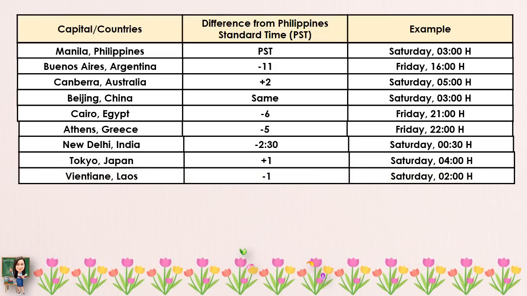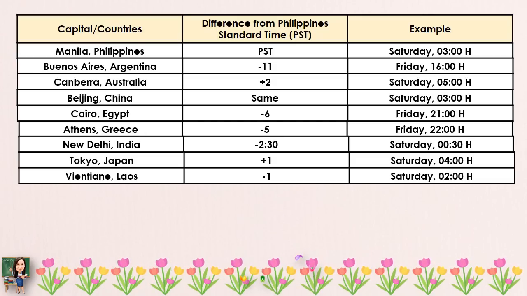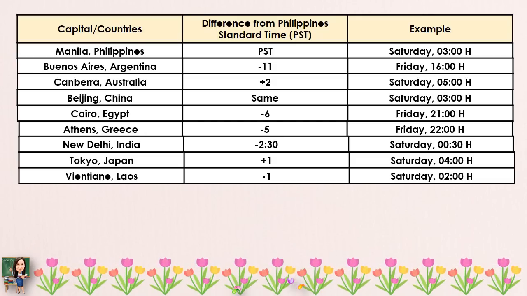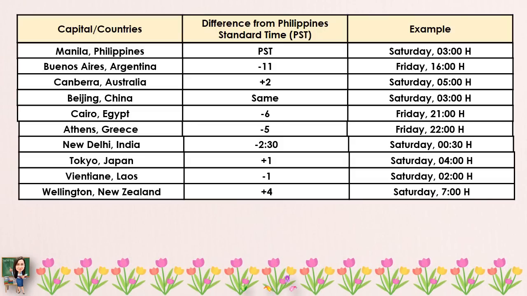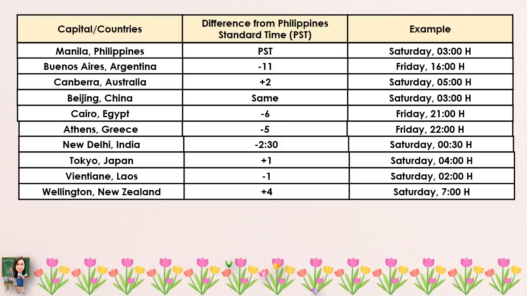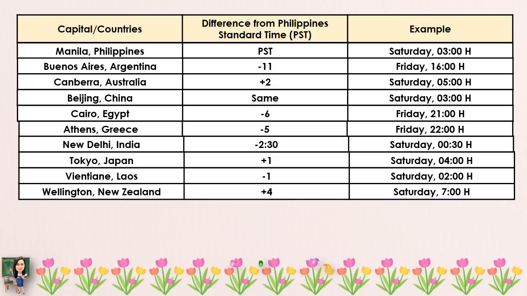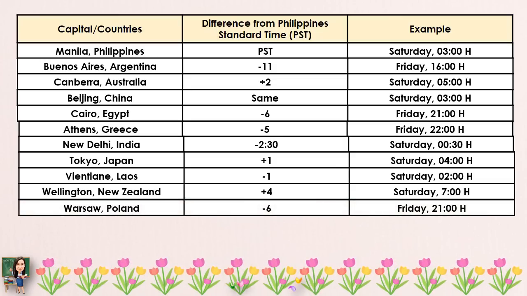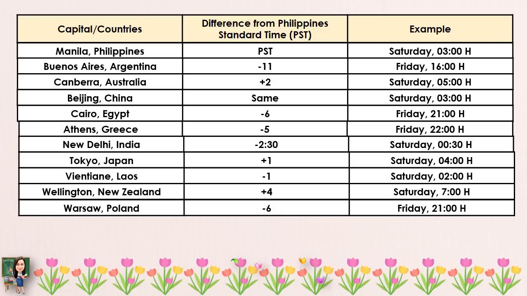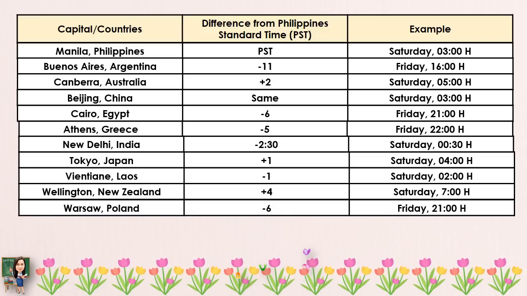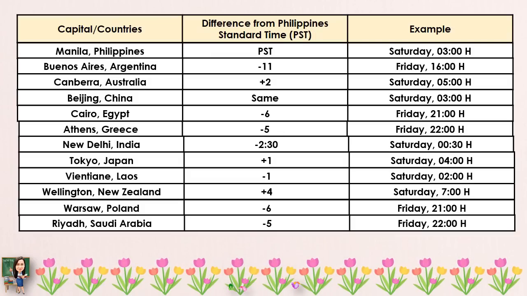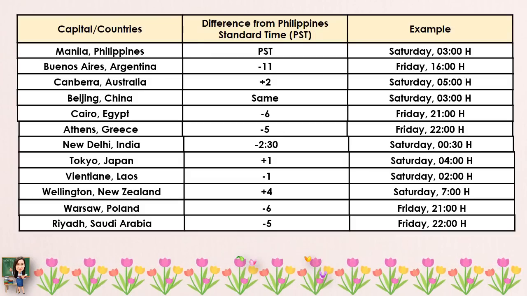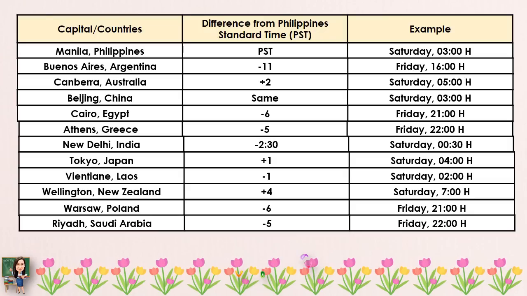Next is Vientiane, Laos, -1, or that is behind. Saturday, 0200 hours. Next, Wellington, New Zealand, +4, ahead by 4 hours. Their time is Saturday, 0700 hours. Next is Warsaw, Poland, -6. They are behind. Their time is Friday, 2100 hours. Next is Riyadh, Saudi Arabia, -5. Their time is Friday, 2200 hours.